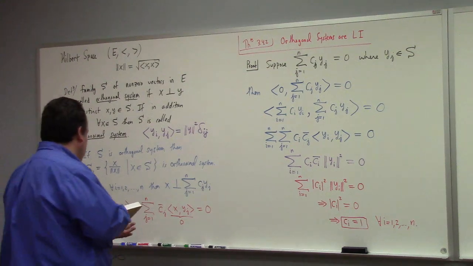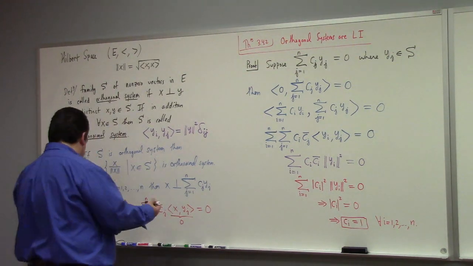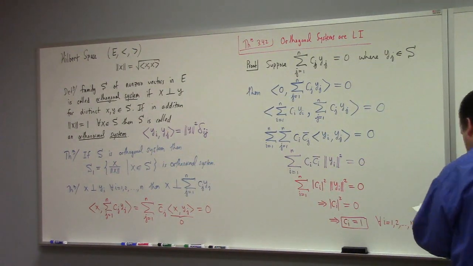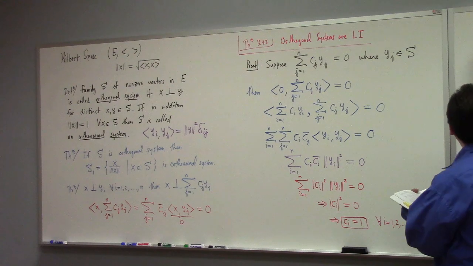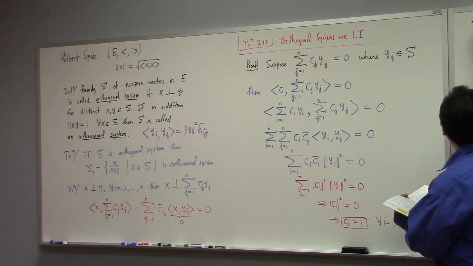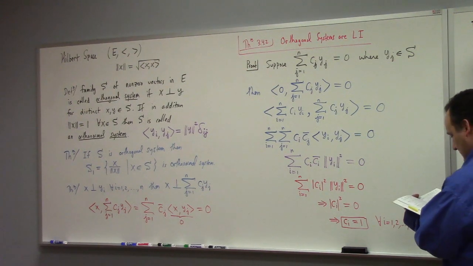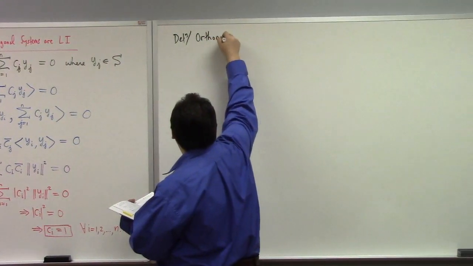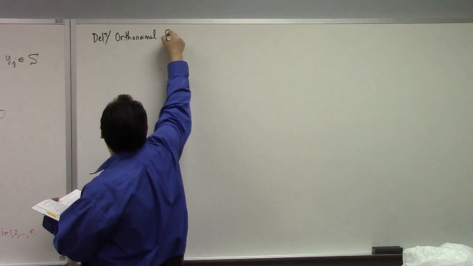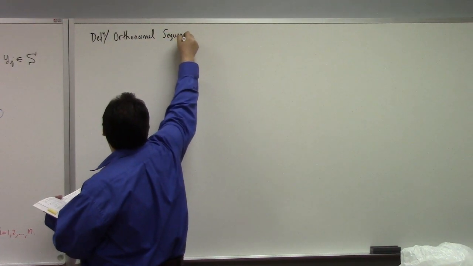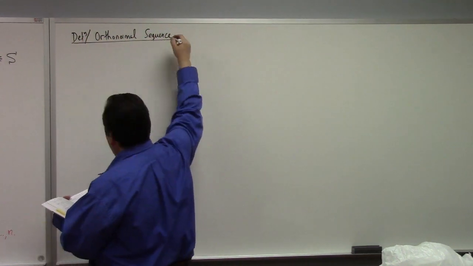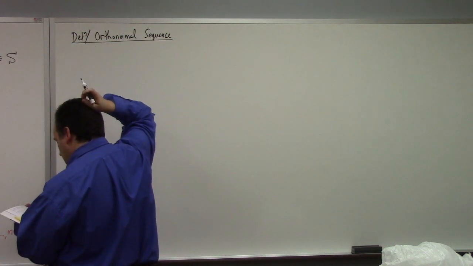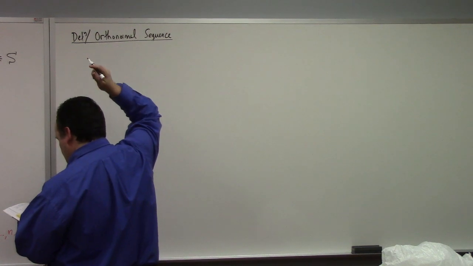So the next thing here, definition: orthonormal sequence. All right. So a sequence of vectors which constitutes an orthonormal system is an orthonormal sequence.